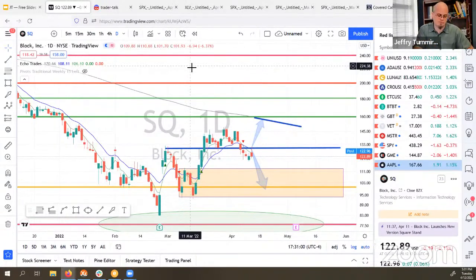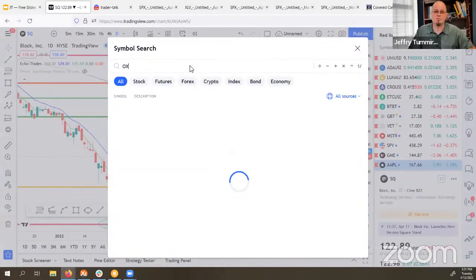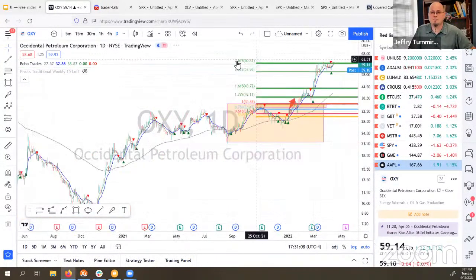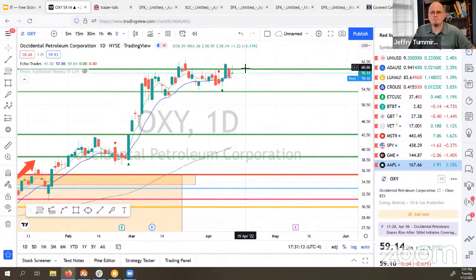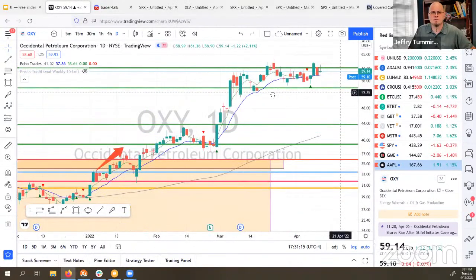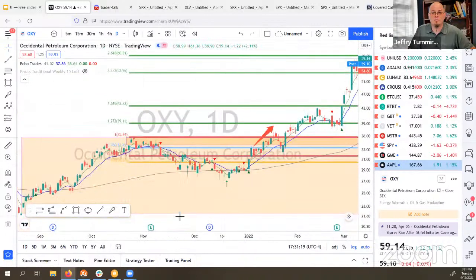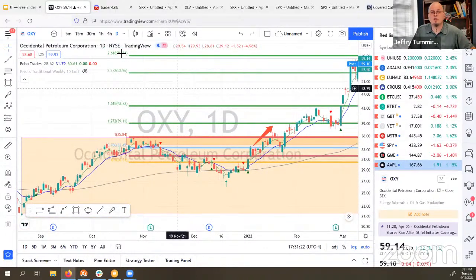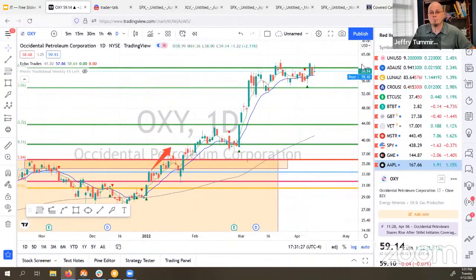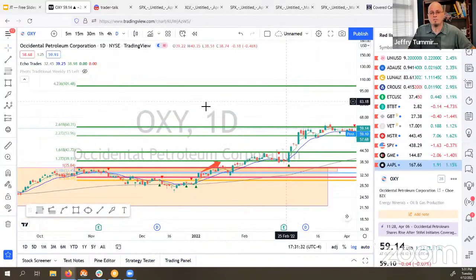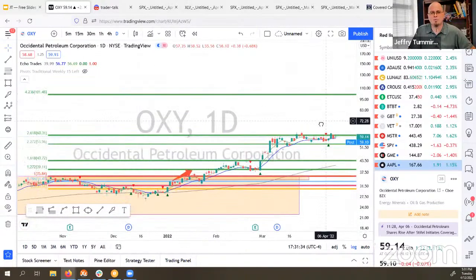All right, OXY. Try to run through a few of these really quickly. It was hitting resistance right there at the 60 area, having trouble breaking through that 60 resistance. That was the 2.618 level, 60.31 right there. The next level up, all the way near 100, that's the 4.236.